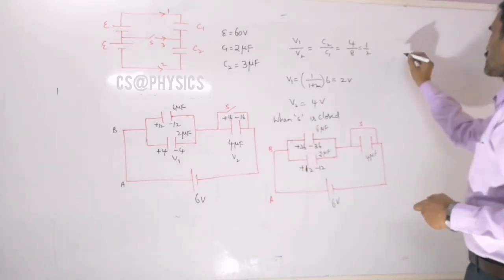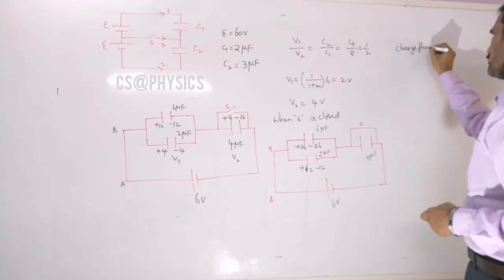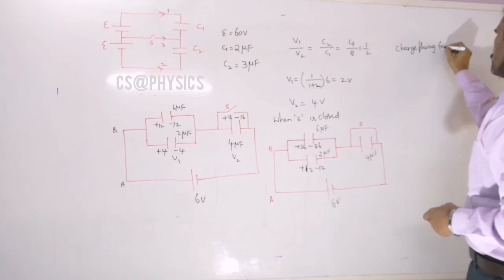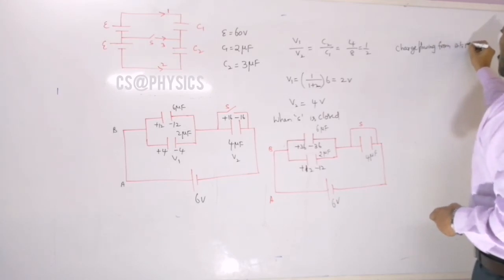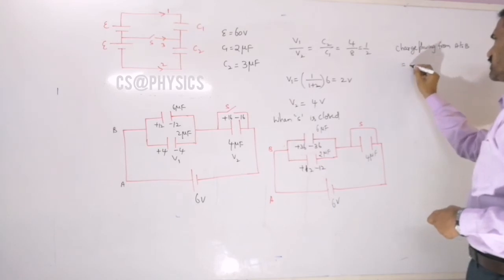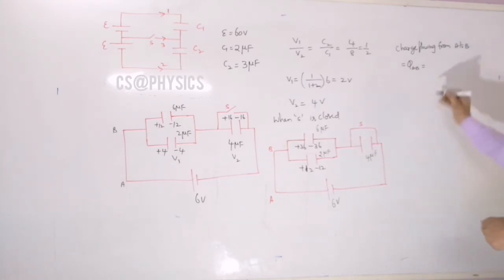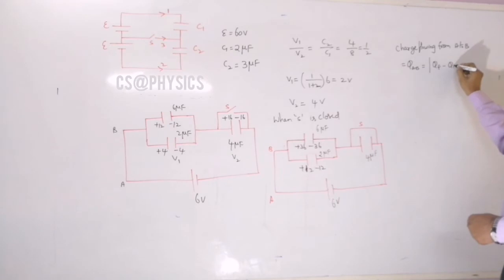So I can write this as the charge flowing from A to B. So this value we can consider as QAB. This is nothing but Q final minus Q initial we are writing here.